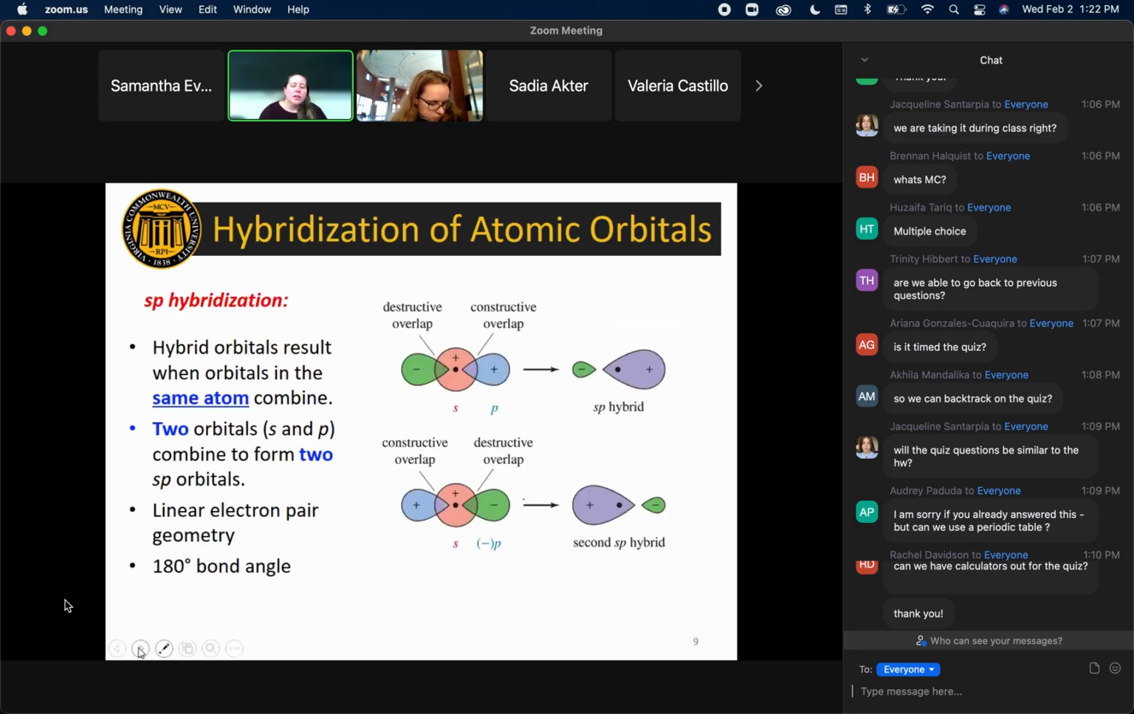Okay, so here is another look at the sp hybridization. I think I showed you this slide on Monday, but I think we were rushing a little bit at the end, so I just wanted to put it up again.